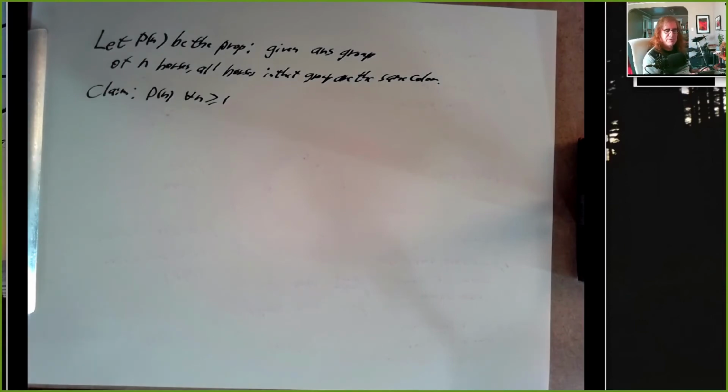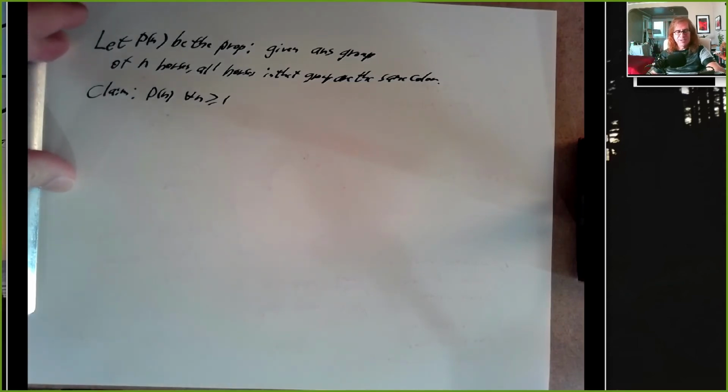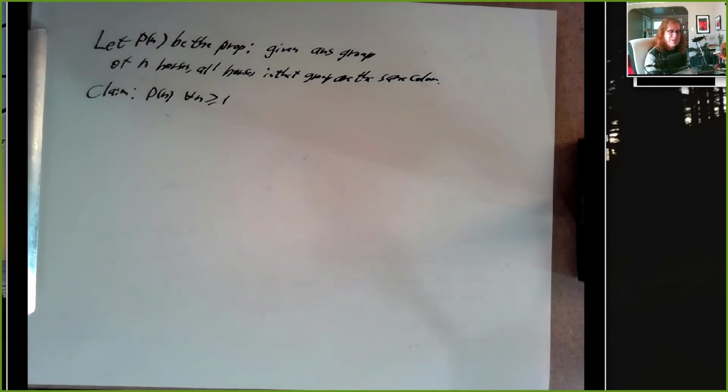And I have seen a brown horse, so if all horses are the same color, this, combined with the fact that I've seen a brown horse, will convince us that all horses must be brown. So we're going to prove this using mathematical induction. In any group of n horses, all those horses are the same color.